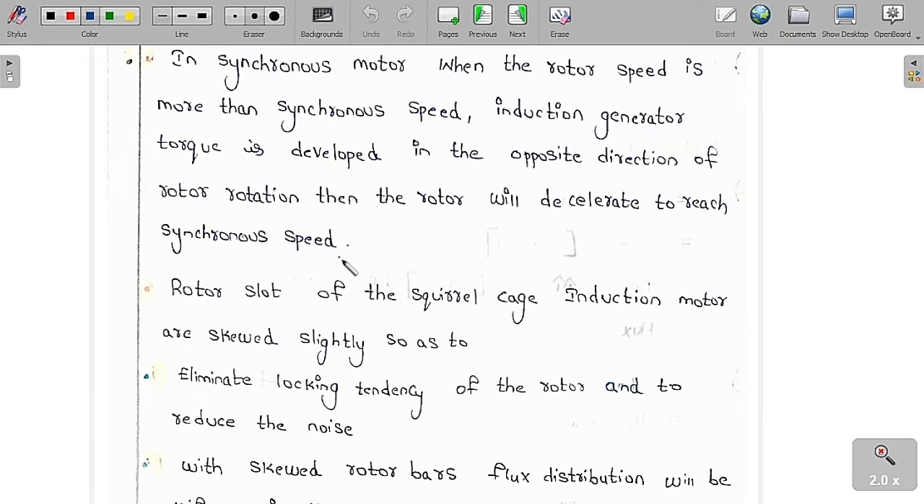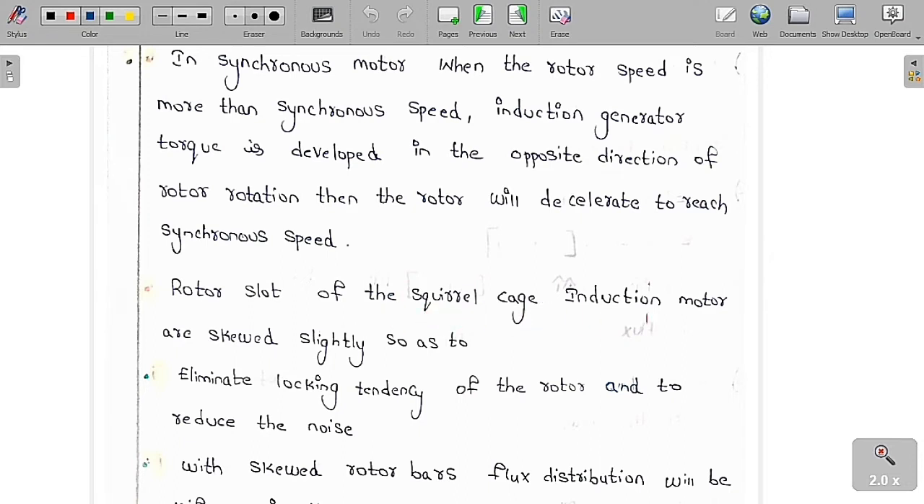Suppose the synchronous motor speed NR is less than NS. Then induction motor torque is generated in the same direction as the rotor direction, the torque will increase, and the speed will increase to the synchronous speed. This is the important point that I have already told you in the synchronous motor concept itself. Whenever the rotor speed is more than synchronous speed, induction generator torque is developed opposite to the rotor rotation, and the rotor decelerates to reach synchronous speed.